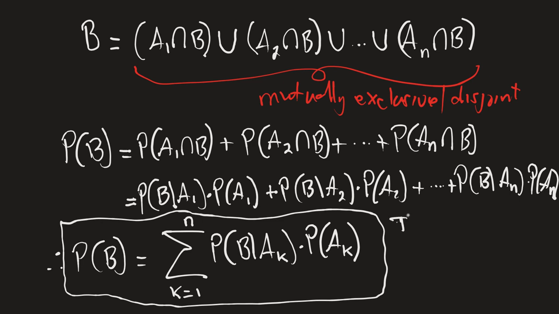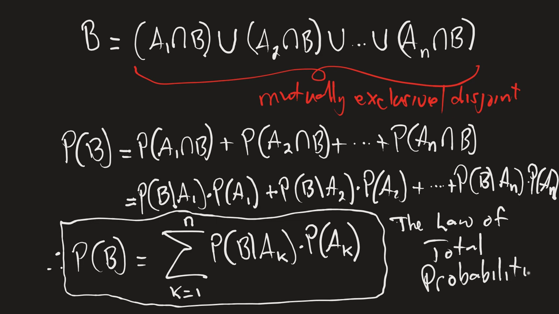So this is the law of total probability, right? In other words, for B to occur, those events that it overlaps with in the partition have to occur as well. All right? Okay. So now let's take a look at how we might use something like this.